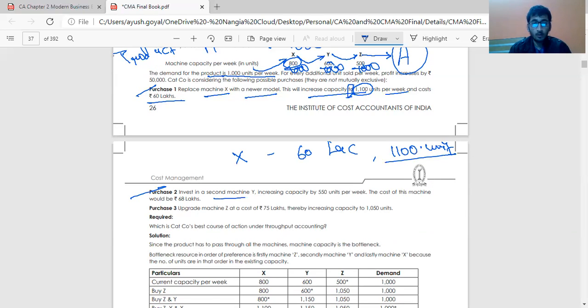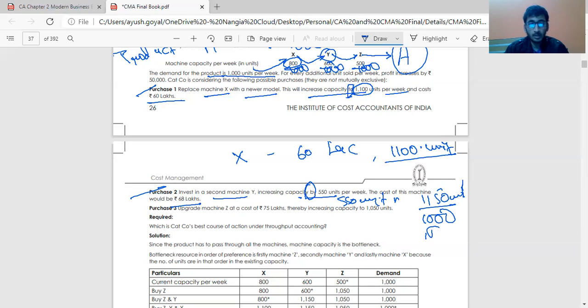Now machine Y, it will increase the capacity by 550 units per week. The cost of machinery would be 68 lakh. Now extra attention on "by". So by spending 68 lakh, I'll be able to get 550 units more. Total units would be 1150 out of machine Y. But we require only 1000, so we are not concerned with the additional 150. We want a maximum of 1000.